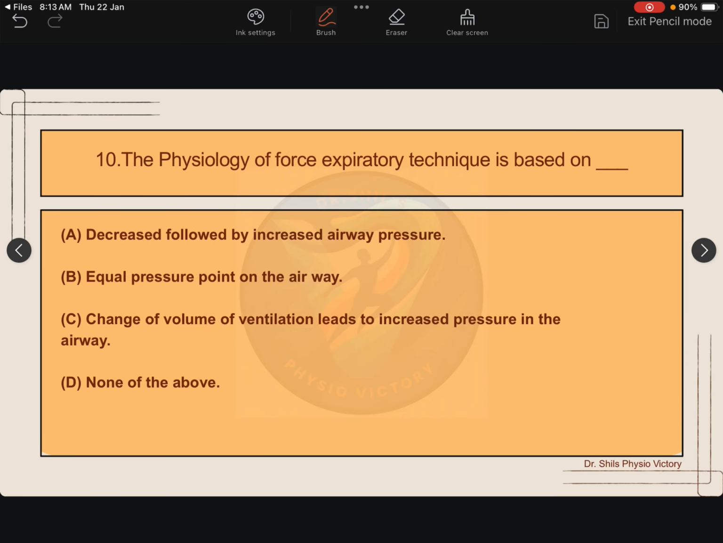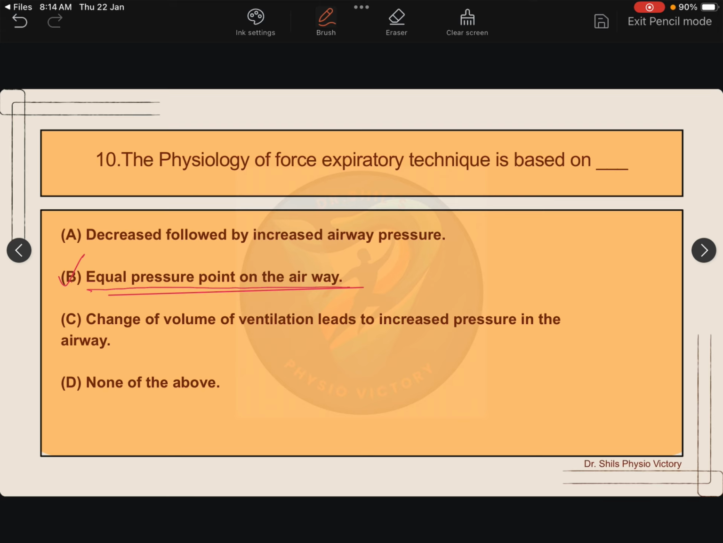Next, come to question number 10. The physiology of forced expiratory technique is based on option A, decreased followed by increased airway pressure. Option B, equal pressure point on the airway. Option C, change of volume of ventilation leads to increased pressure in the airway. And option D, none of the above. Here the correct answer is option B, equal pressure point on the airway.